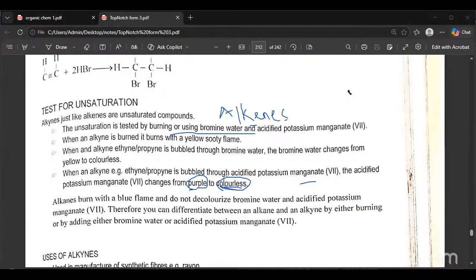But also, even after the dichromate, it is very easy. Another test that is similar between alkenes and alkynes is this one. You see this one? Burned with a yellow sooty flame. It cuts across. Both of them burn with a sooty flame. So don't forget those ones.